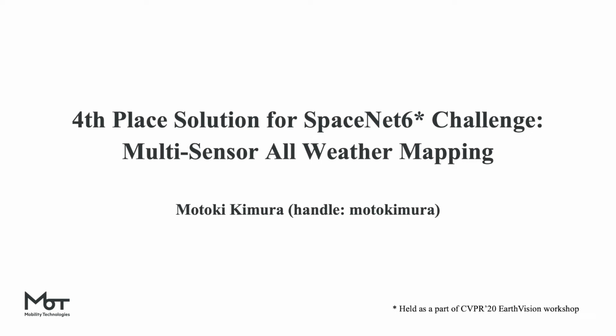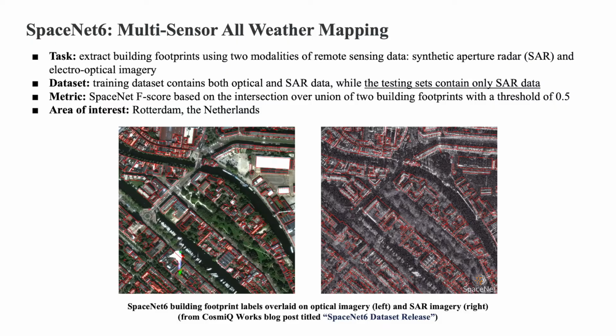In this video, we present our fourth-place solution for SpaceNet6, which was held as a part of CVPR'20 EarthVision workshop. In the SpaceNet6 challenge, the participants are asked to extract building footprints using two modalities of remote sensing data: synthetic aperture radar and electro-optical imagery. In the SpaceNet6 dataset, training set contains both optical and SAR data, while the testing sets contain only SAR data.